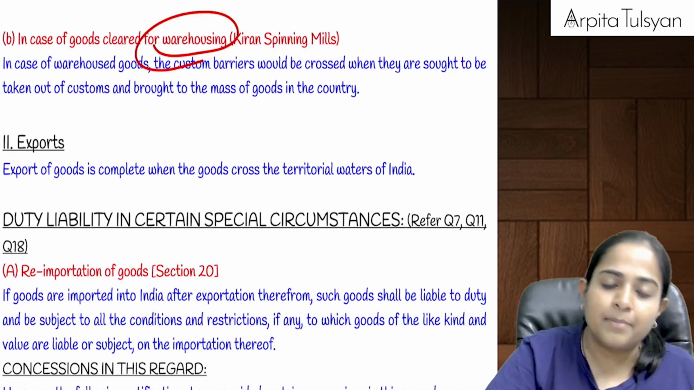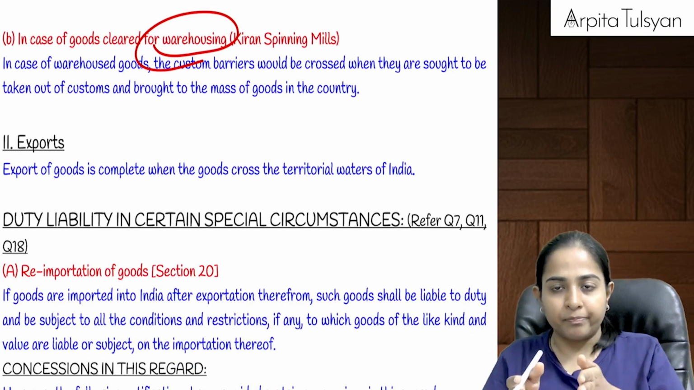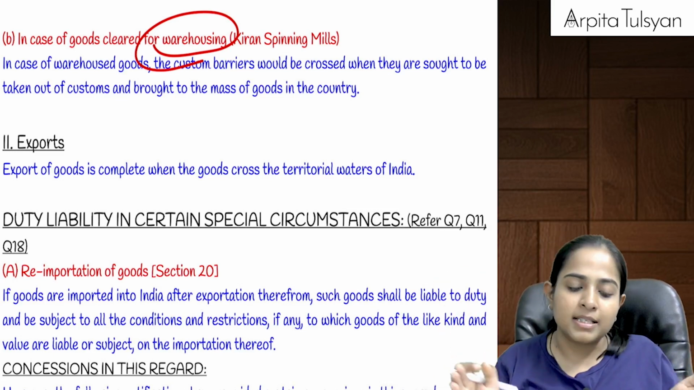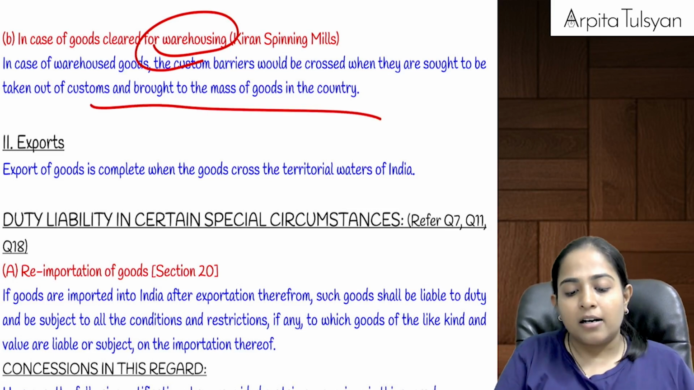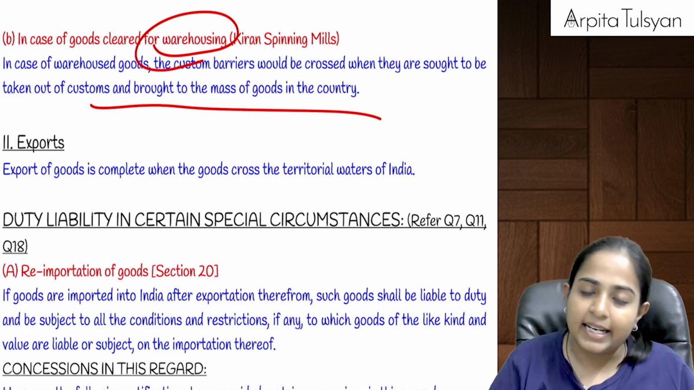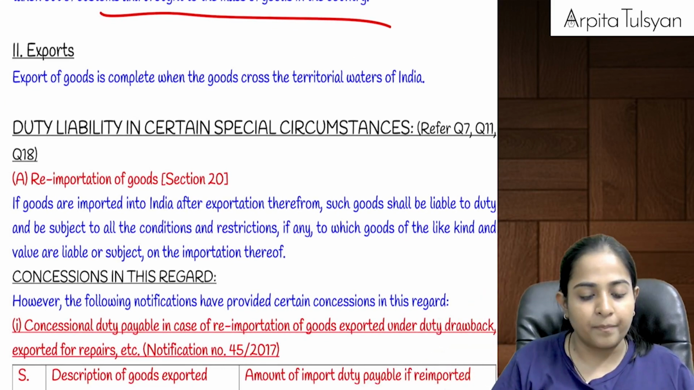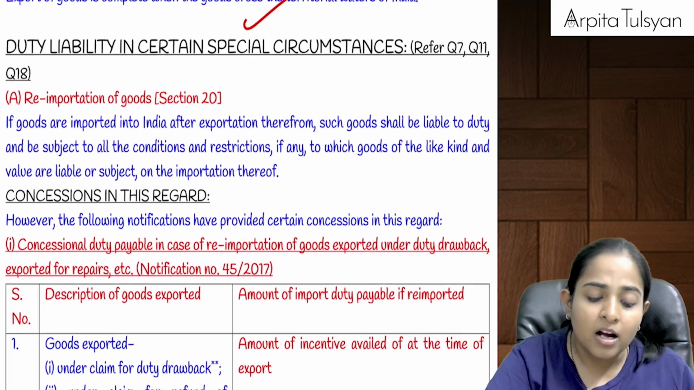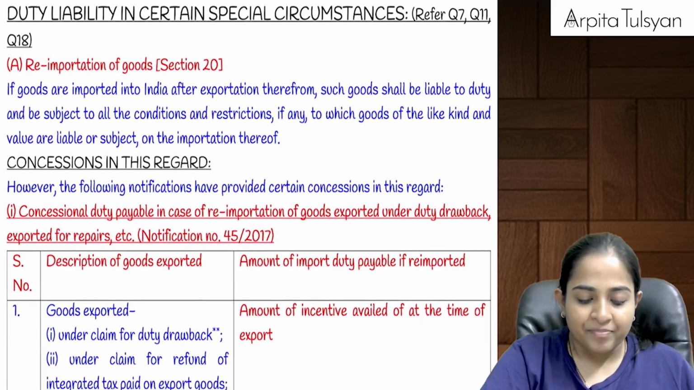Similarly, when the goods are cleared for warehousing after being imported, meaning you are not clearing them for home consumption but taking them to the warehouse, then as soon as those goods become part of the mass of goods in the country, that is, when the bill of entry is filed for home consumption, the taxable event arises. And in case of exports, as soon as the goods cross the territorial waters of India, the taxable event under customs applies. Are you clear till here?